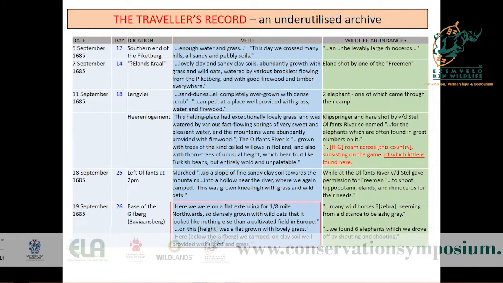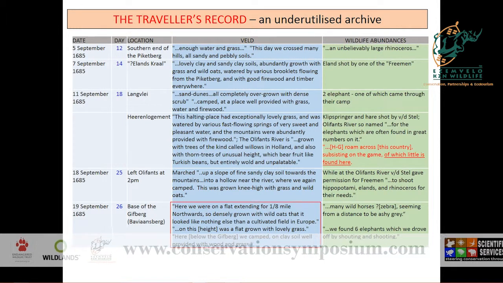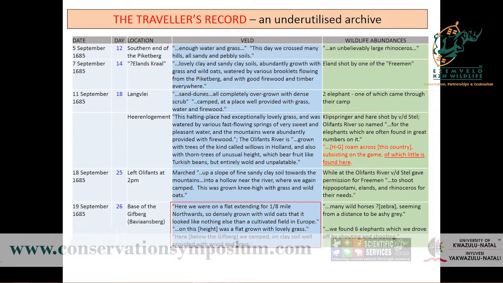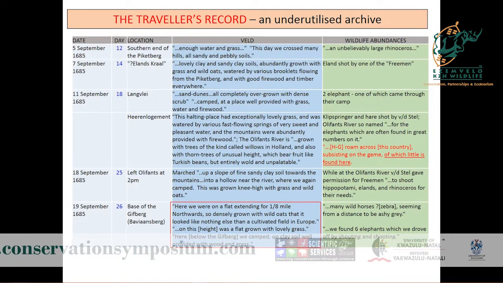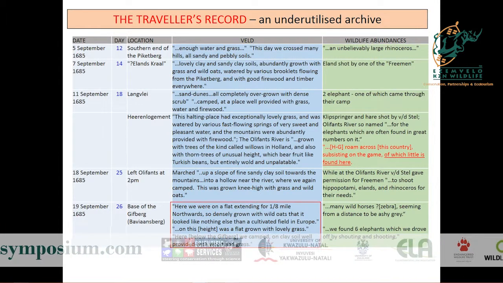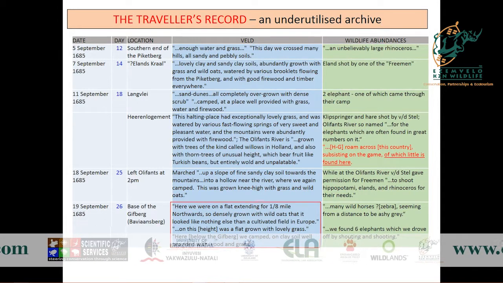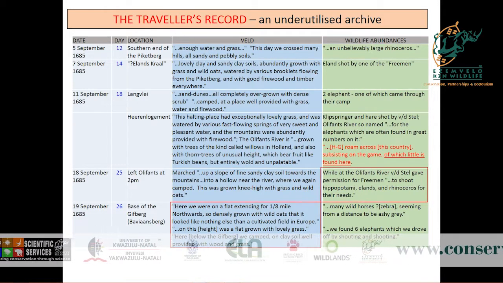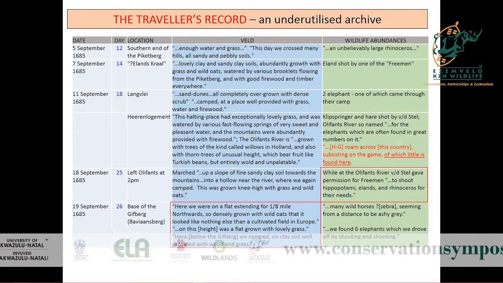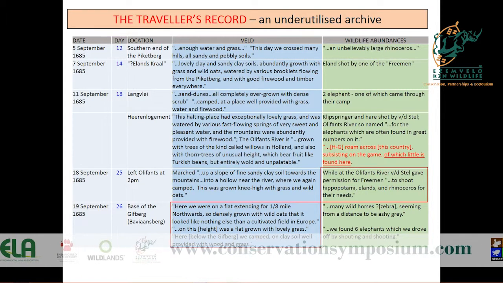And there are many other comments as well, such as below the Gifberg, just south of Vanrhynsdorp. They traveled over a landscape covered with grass, which today is only the alien grass Stipa capensis and Bromus, I think tectorum, which is there in dominance. So it's much altered. Or you can get a sense of the kinds of things that were happening at the time. While at the Olifants River, Van der Stel gave permission for the free burghers to shoot hippopotami, eland, and rhinoceros for their needs.